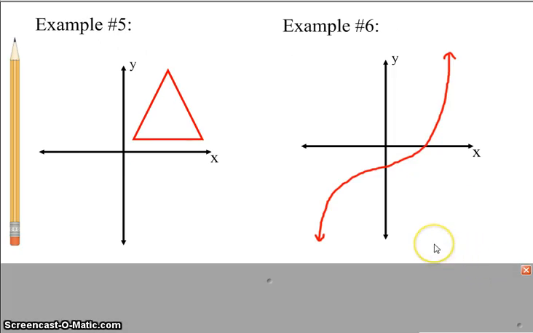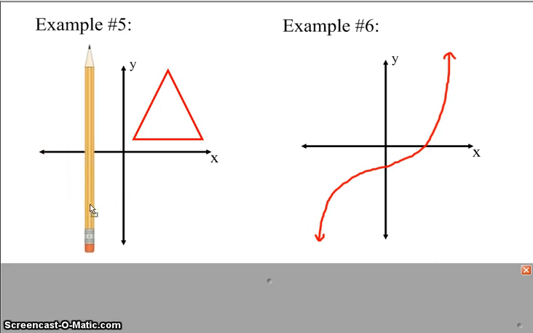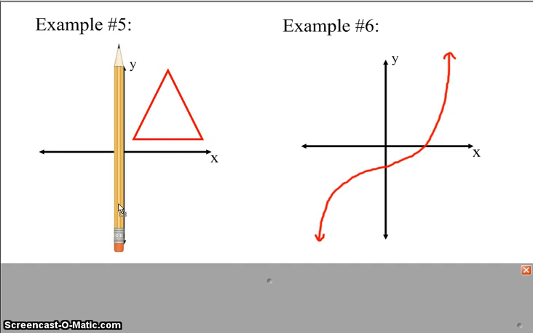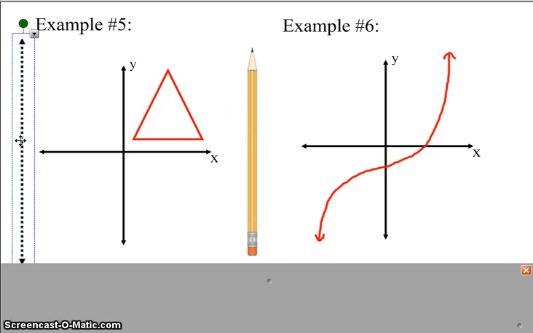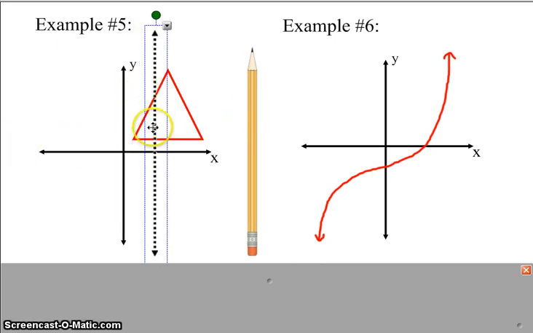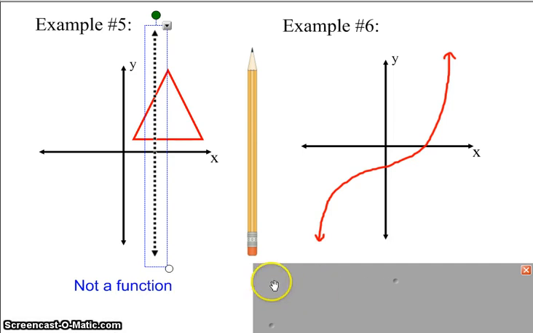Again, pause the video, copy these graphs down, and try them on your own. Let's see if we get the same answers. Alright, example 5. Any closed figure like a triangle or circle or whatever, it's pretty clear that this is going to fail the vertical line test. I'm hitting in 2 points, one here and one here, so I'm going to draw in my vertical line, showing that, bam, it hits it twice. So of course this would mean it's not a function because it fails the vertical line test.